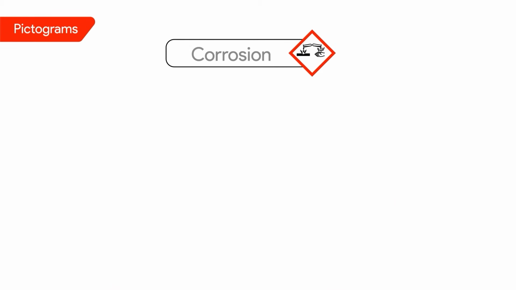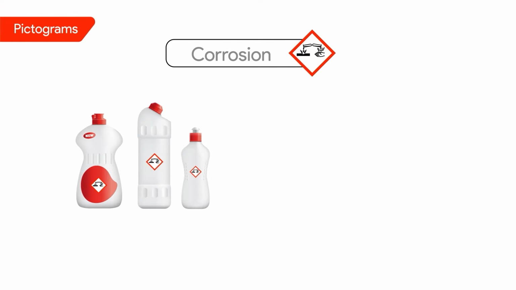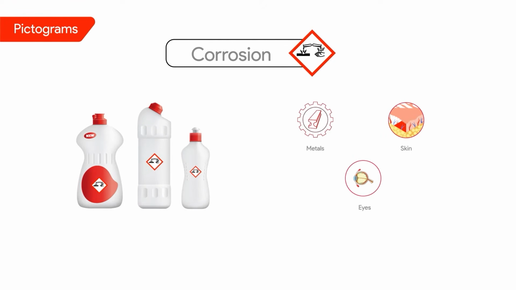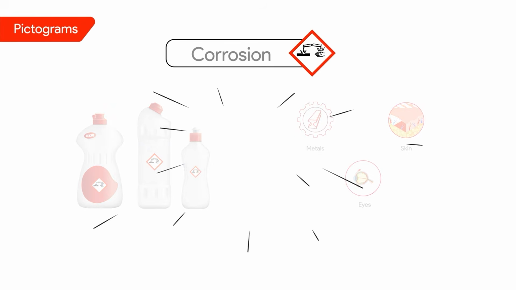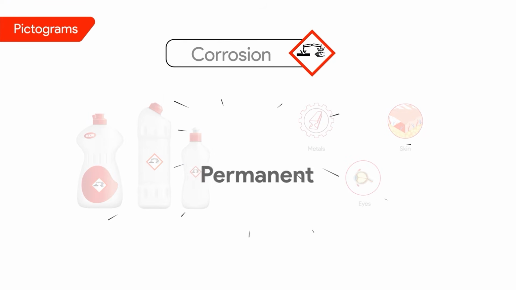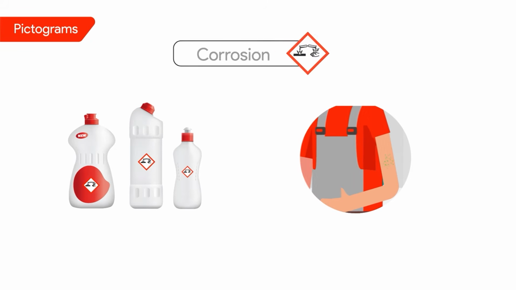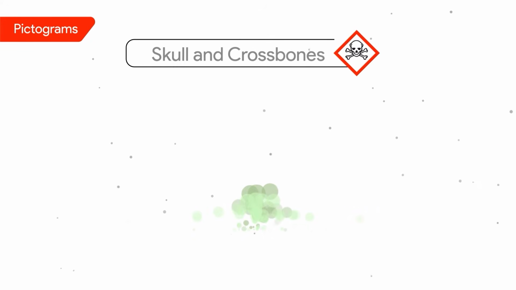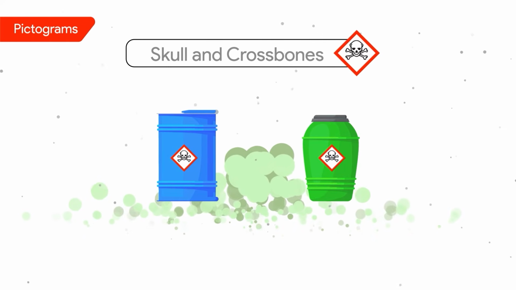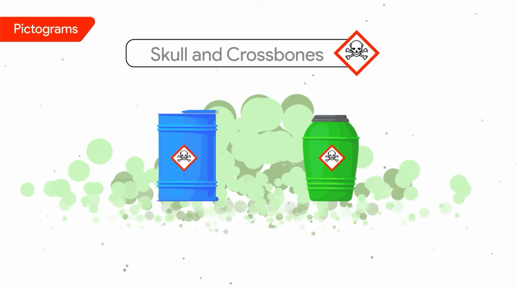Corrosion. The corrosion pictogram indicates that the materials can cause corrosive damage to metals as well as skin and eyes. Damage caused by these chemicals is usually permanent. Significant precautions should always be taken to ensure corrosive materials do not come in contact with unprotected parts of your body.